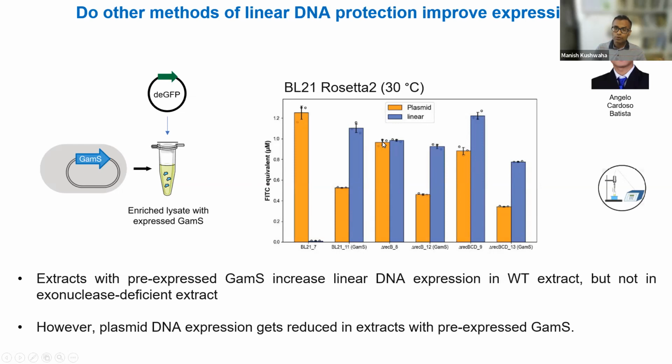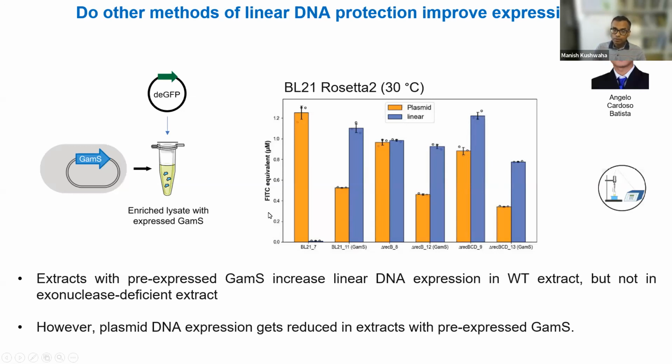What we curiously also noticed was that adding the gamS, in fact, reduced the performance of the plasmid DNA in these extracts. So I think it's something to do with the gamS protein taking away too many resources before the extract is produced, and possibly there are fewer resources or fewer ribosomes available in the system for the expression of our gene of interest.